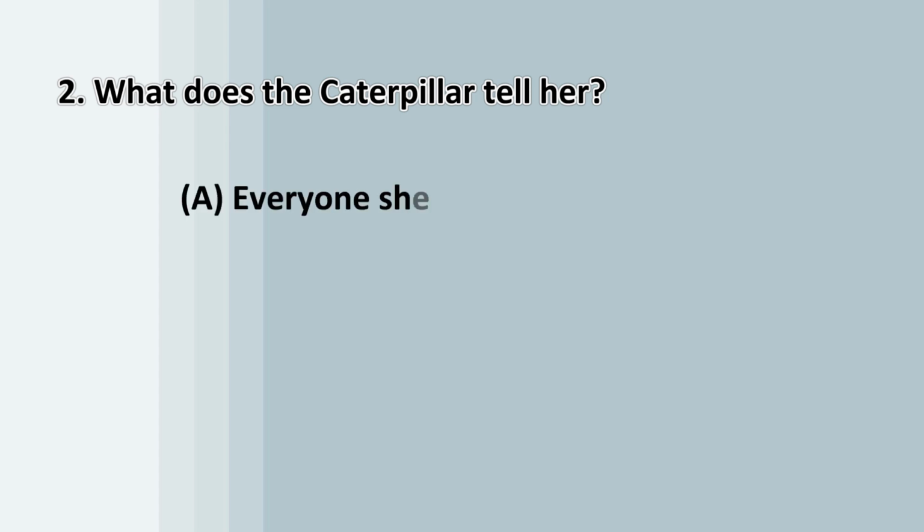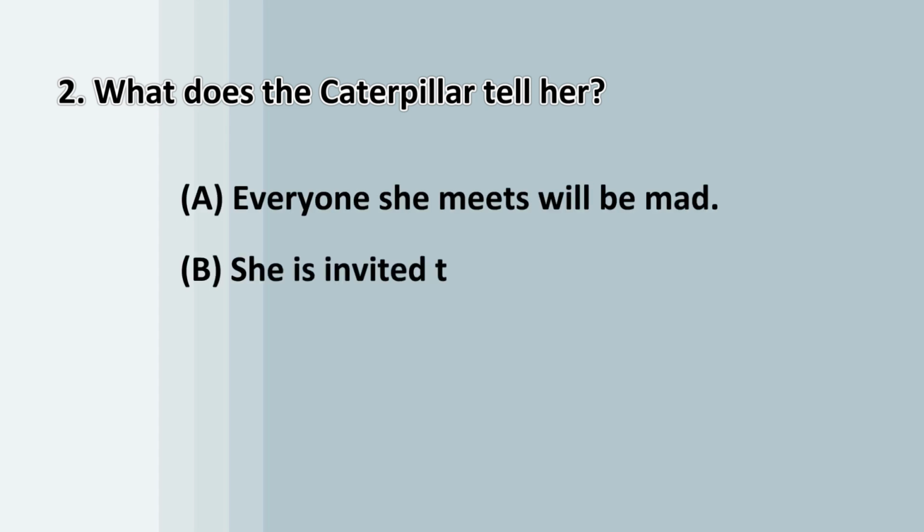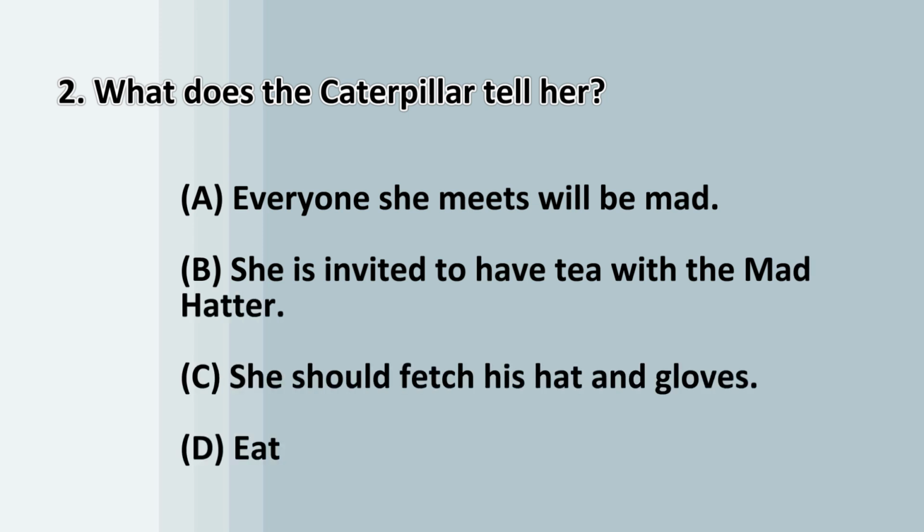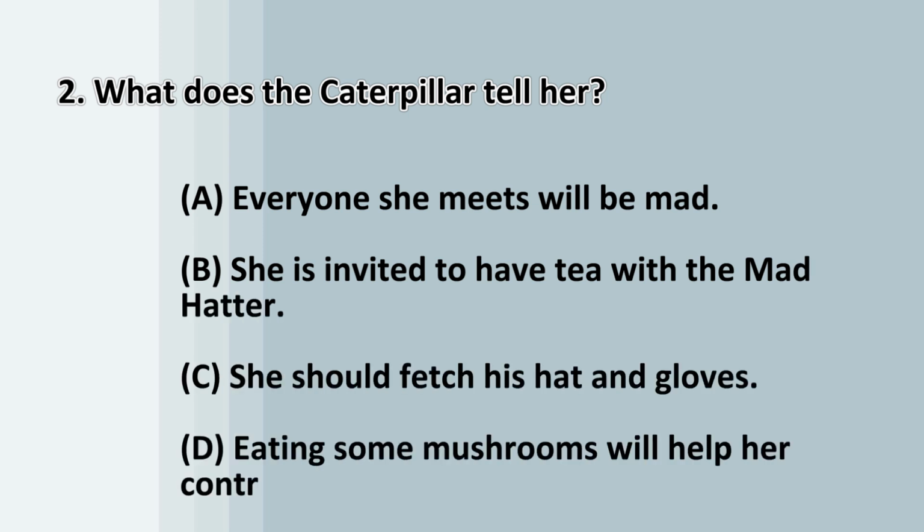Question number 2. What does the caterpillar tell her? A, everyone she meets will be mad. B, she is invited to have tea with the Mad Hatter. C, she should fetch his hat and gloves. Or D, eating some mushrooms will help control her size. Again, the question was, what does the caterpillar tell her?